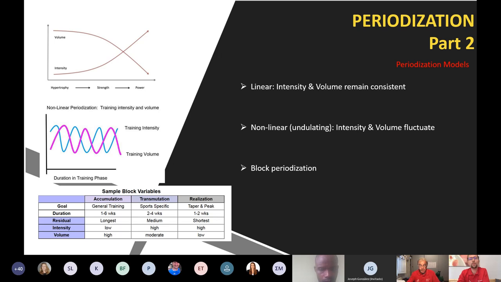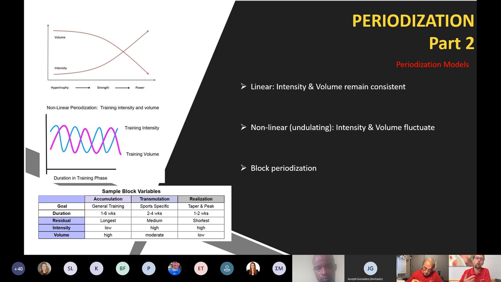The first one is the linear model, which you can see on the left side on the top. This is a classical approach where the intensity and the volume remain consistent through the entire mesocycle. This is especially recommendable if you are training one target after another, and especially done in specific requirement sports. The second one is the non-linear or undulating model. It's a varied approach where intensity and the volume fluctuate throughout the subphase. So this is more for the multiple requirement sports and often used for the more advanced trained athletes, I can say, and for longer sport seasons.